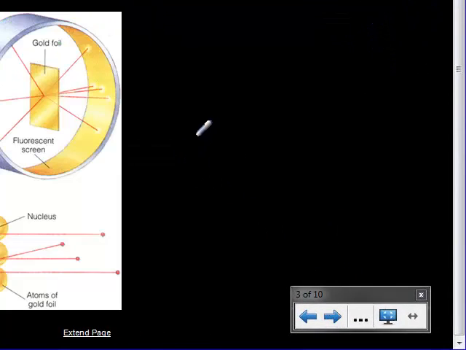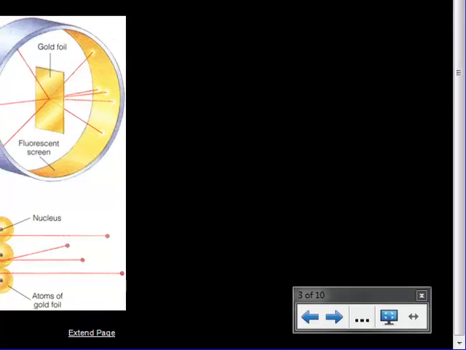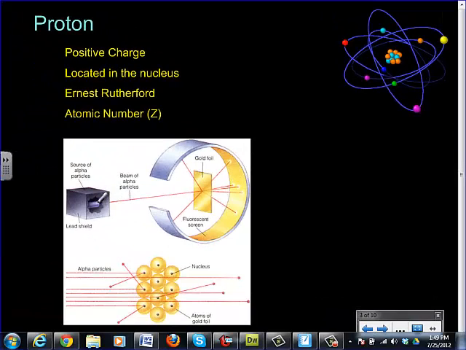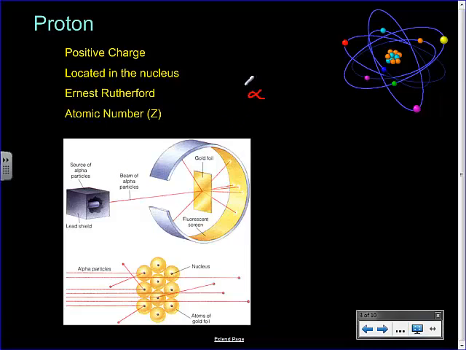Now, protons, on the other hand, were discovered by Ernest Rutherford. And what Rutherford did is he figured out that they were positively charged, they were located in the nucleus, and he also discovered the nucleus. And we'll talk about what an atomic number is. But the way that he did this, he came up with what's called an alpha source. Other scientists had discovered these alpha particles and figured out that the alpha particles were positively charged.